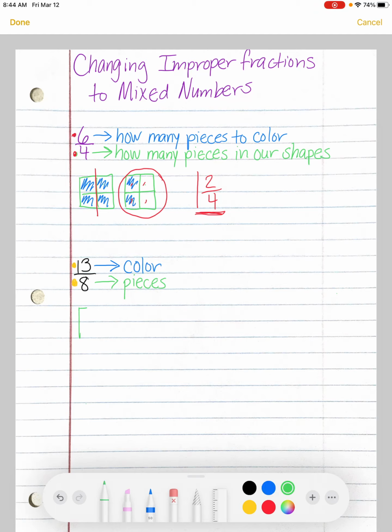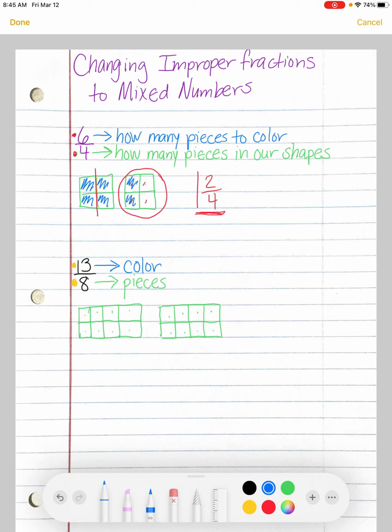So let's draw a rectangle. I'm going to cut it down the middle first. 1, 2, 3, 4, 5, 6, 7, 8. My rectangle has 8 pieces. Remember, we have to draw more than one shape to illustrate this improper fraction. So I need to draw another rectangle and cut it into 8 slices or 8 pieces as well. 1, 2, 3, 4, 5, 6, 7, 8. Okay. So I have my 2 shapes.